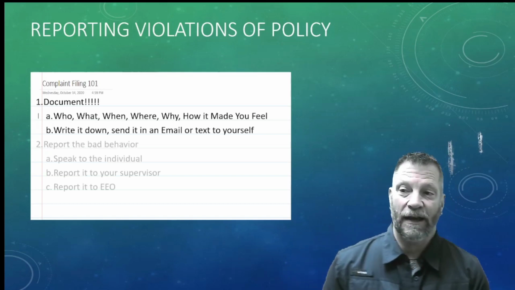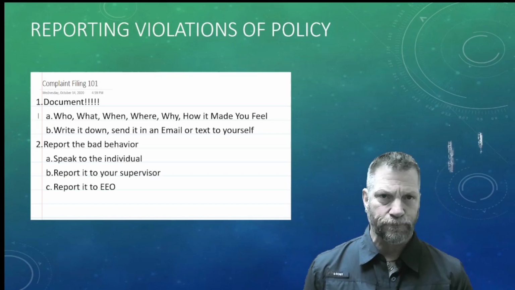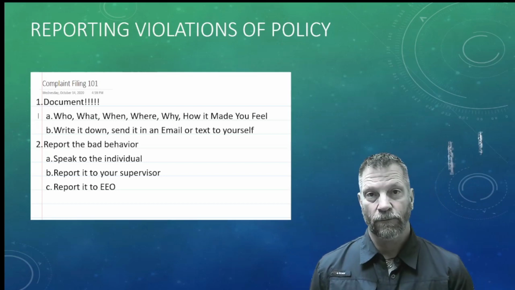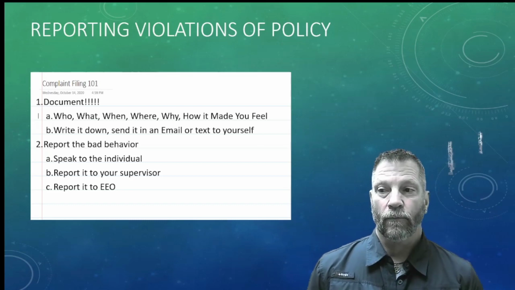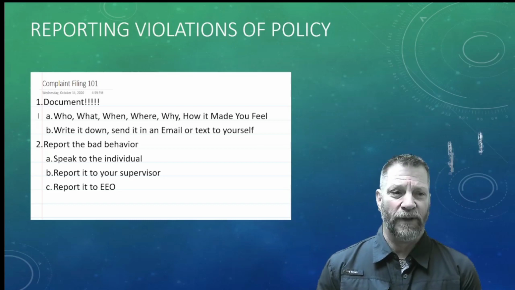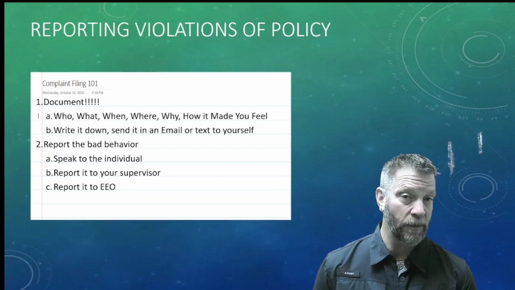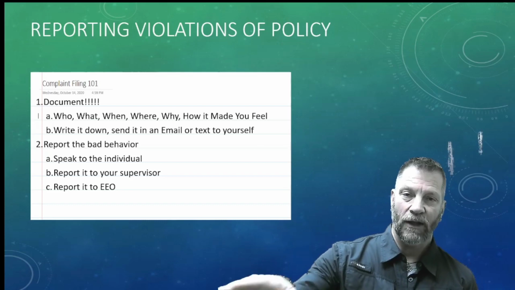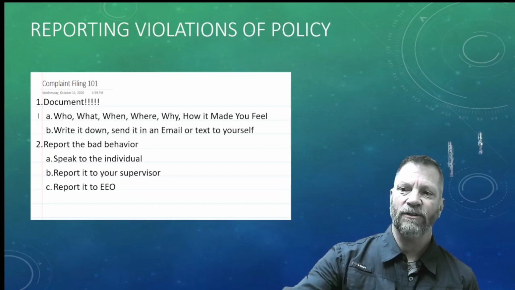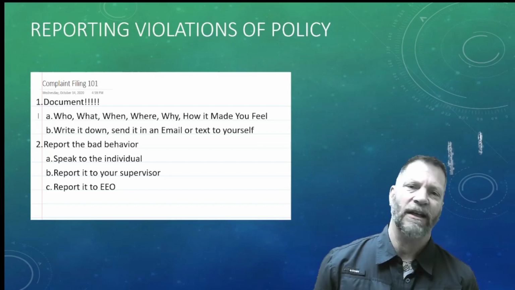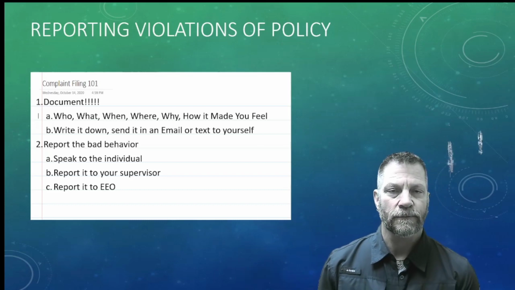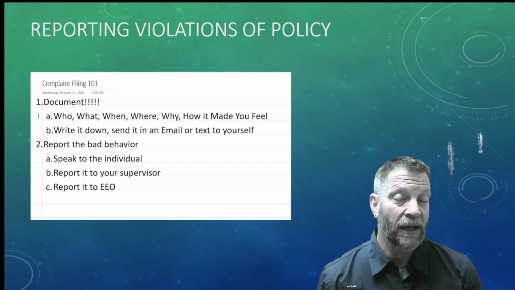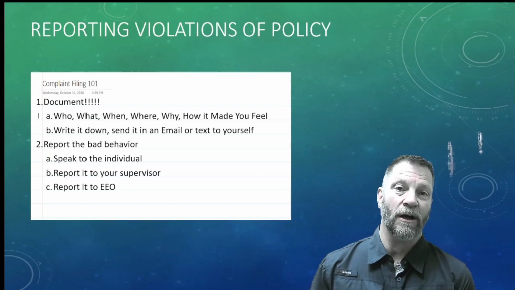So after you've documented it, now you need to report the bad behavior, whether it's discrimination or harassment, or maybe it's just unprofessional. The first and best place to go is the individual who did the bad behavior. Right? Go to the source. Say, hey, fellow employee, I heard you say this and it really offended me, and I would appreciate it if you didn't say it anymore. And then you document that you reported it, including anything that they say in return.